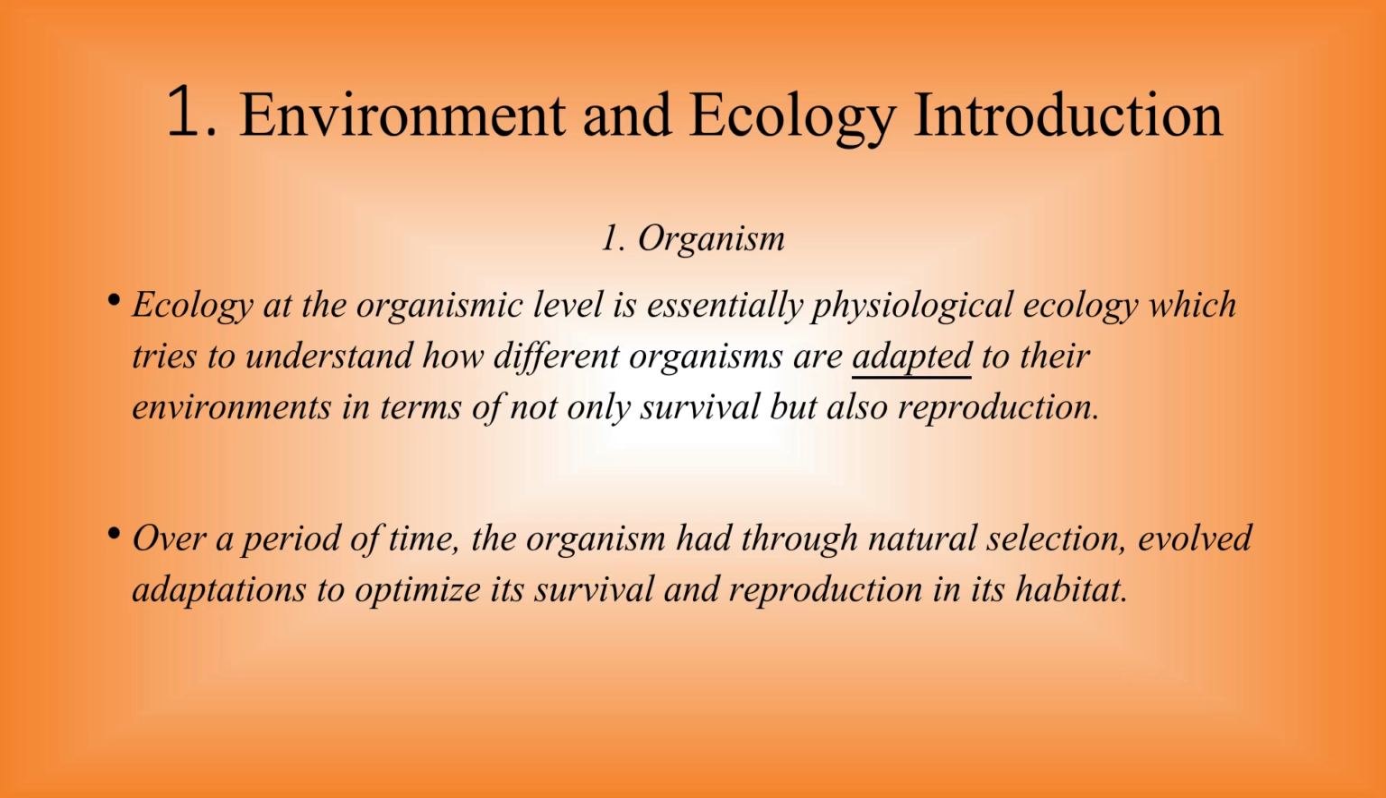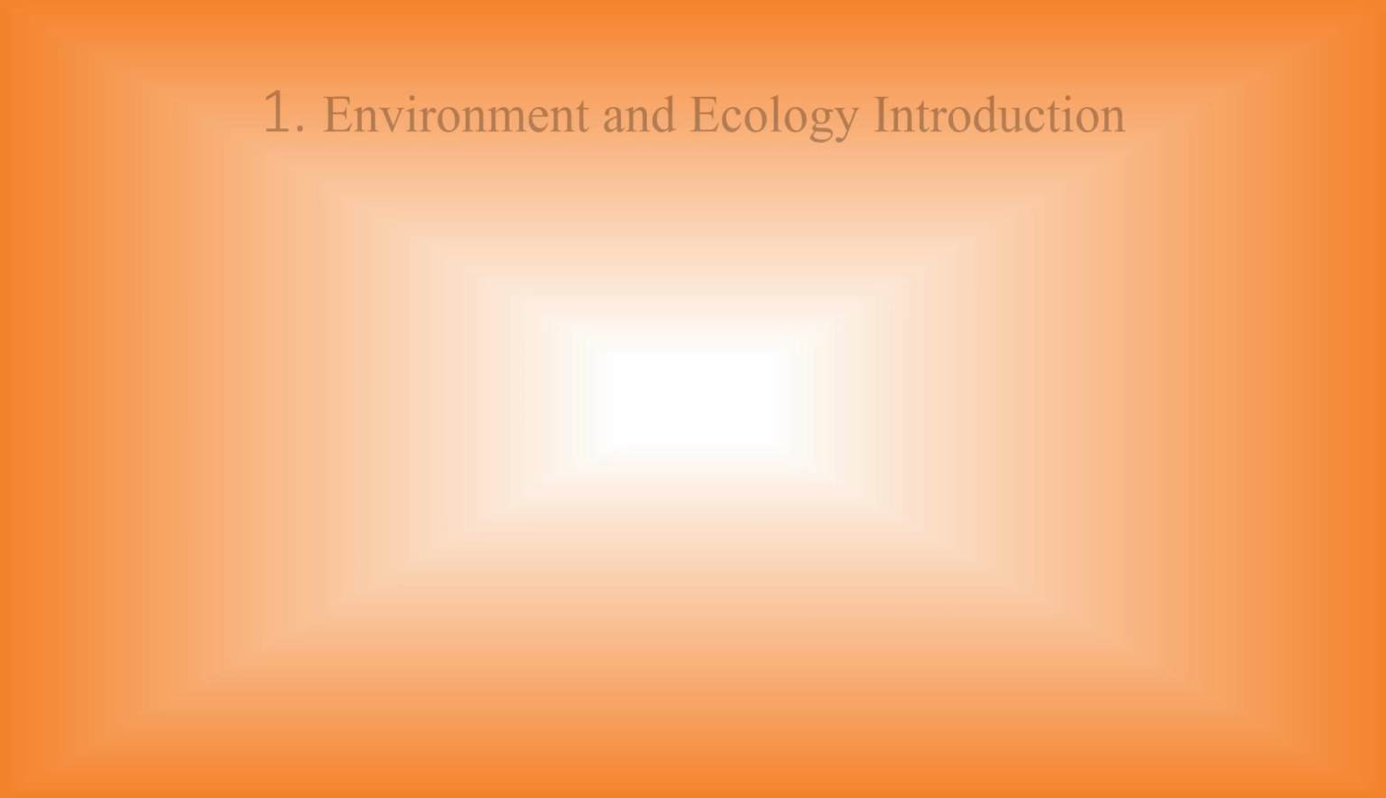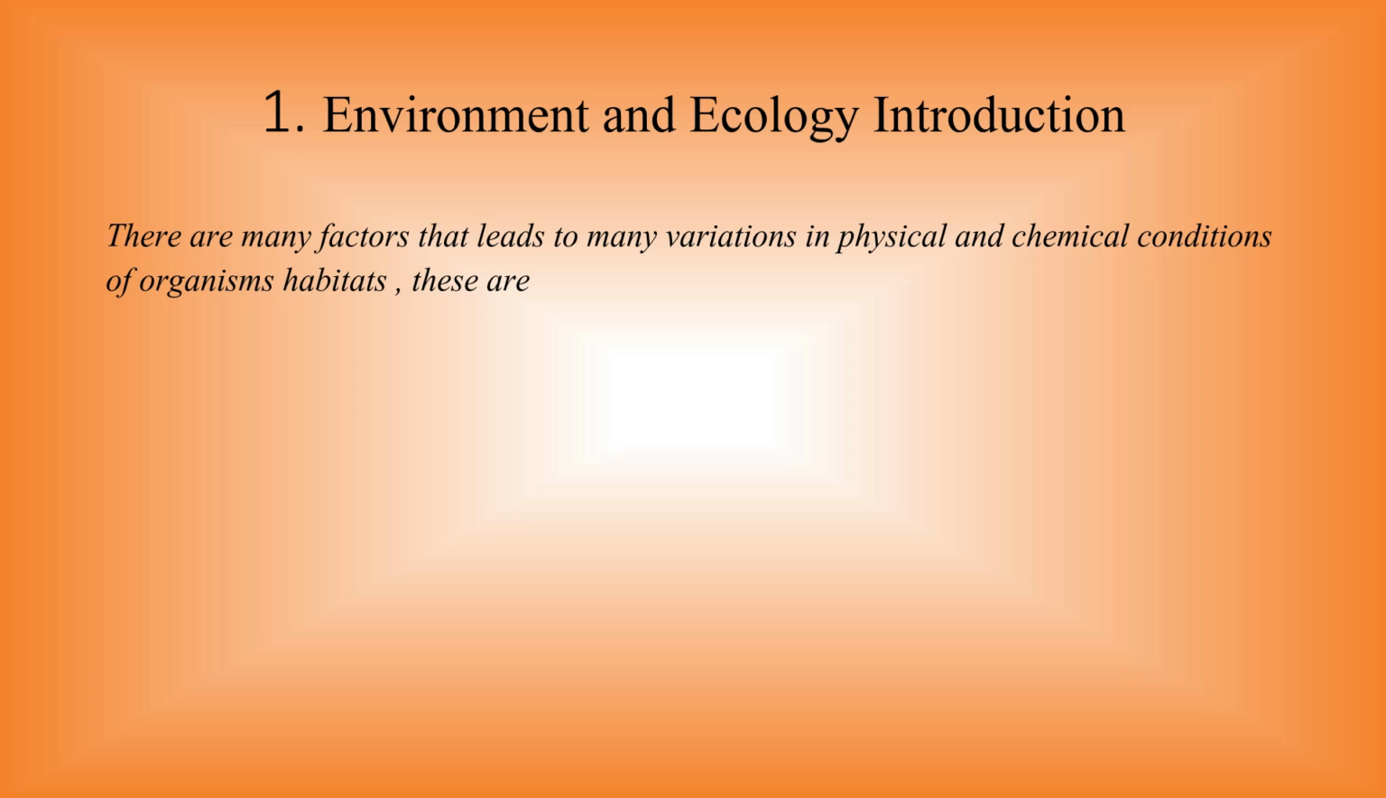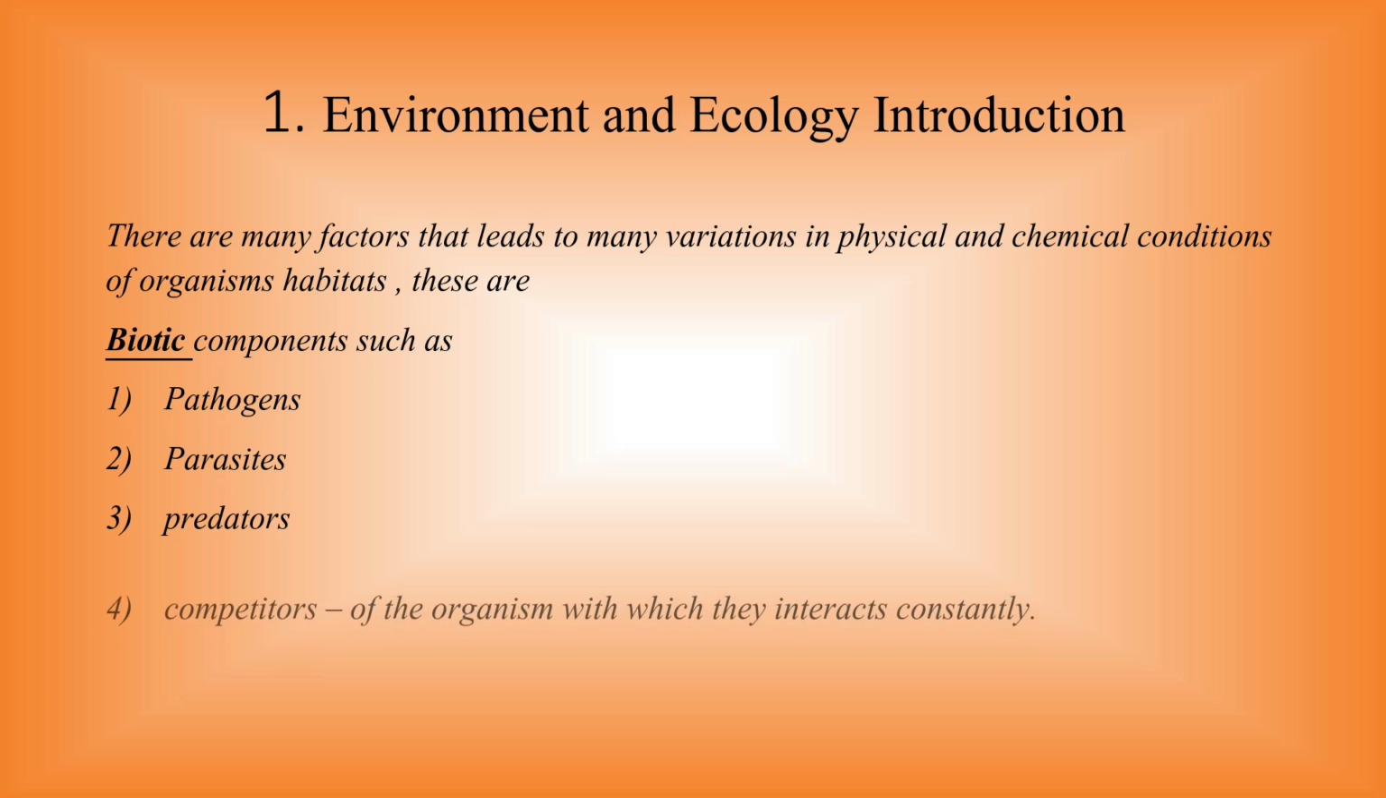Now, factors of the organismic level. The organismic level is divided into pathogens, parasites, predators and competitors. What do these components actually do? These components are the factors that lead to many variations in physical and chemical condition of organisms in a particular habitat.